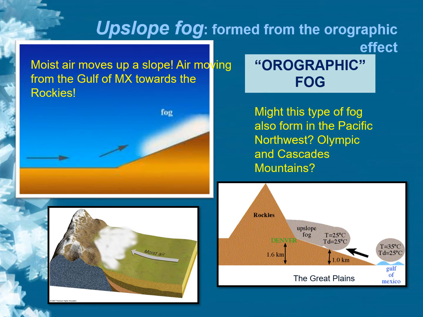Okay, so upslope fog is a lot of fun, and upslope fog will be fair game for your first exam. This is formed from the orographic effect, so this is part of orographic lifting, basically. An example here is air moving from the Gulf of Mexico toward the Rockies. So relatively warm, moist air from the Gulf of Mexico moves into the United States and encounters the Rockies.